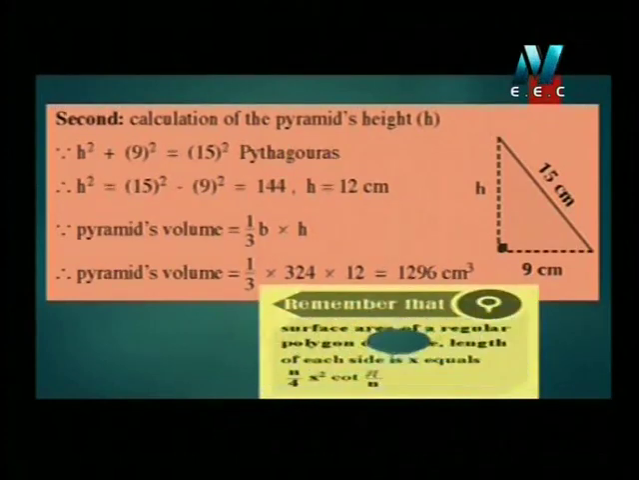Remember a very important rule here. The area of a regular polygon of n sides, such as pentagon, hexagon, octagon, and so on, with the length of each side x, equals n over 4, times x power 2, times cotan of pi over n. N means the number of sides. X is the length of its side. Pi means 180 degrees, over n, which is the number of sides.